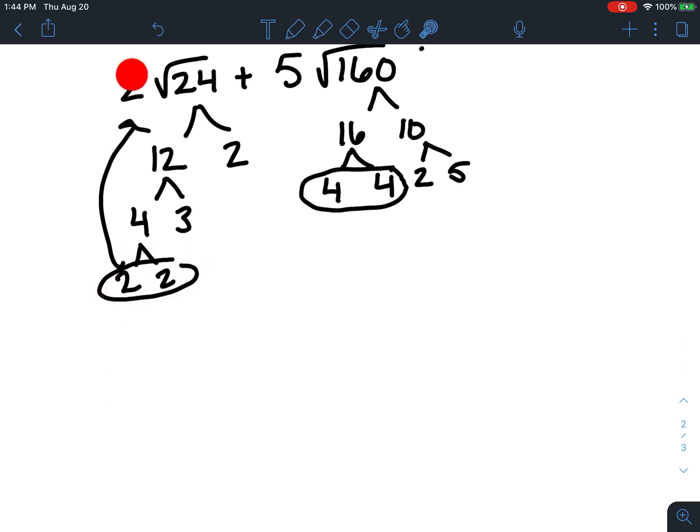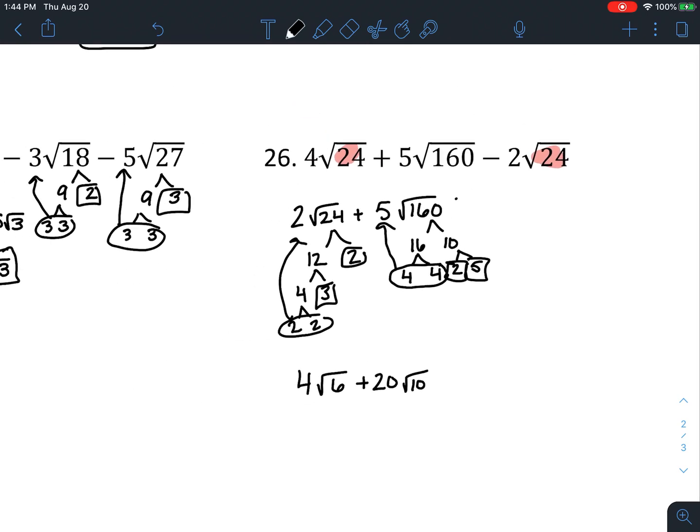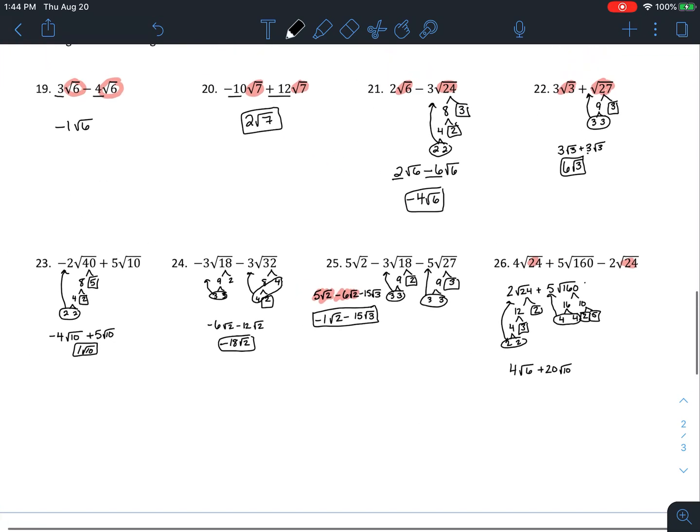So 2 times this 2 will give me 4. 3 times 2 gets stuck on the outside, so it's going to be square root of 6. Breaking this one down, 4 times 5, that'll give me 20. 2 times 5 will give me the square root of 10. All right, nothing else we can do there. So it is all done.